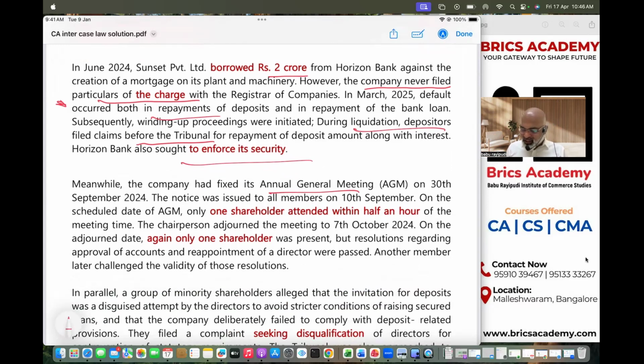See that now, third line: one shareholder attended within half an hour. One shareholder, so the chairman nicely adjourned the meeting. Again, in the adjourned meeting also, one shareholder. Automatically Section 103 should come up here. Here, Sections 77 and 86 should come up. That is the grip you should have.